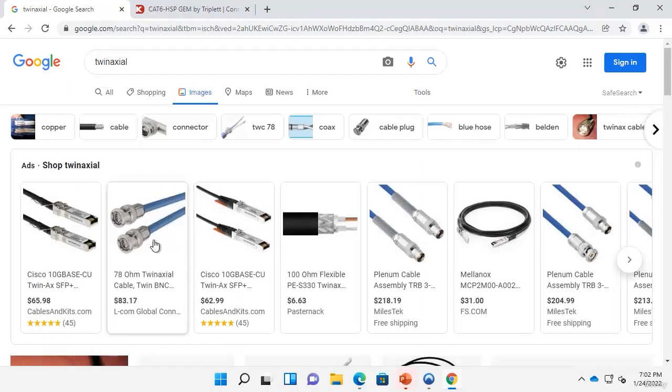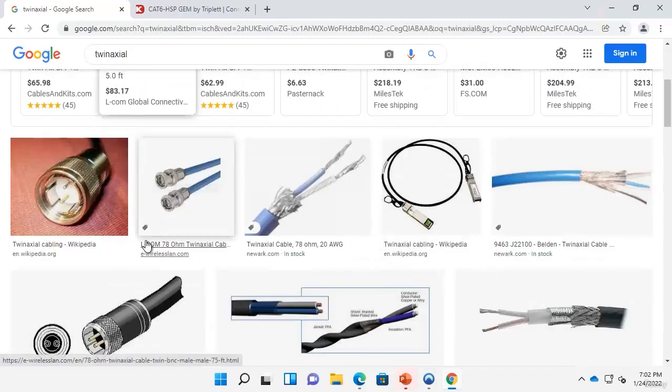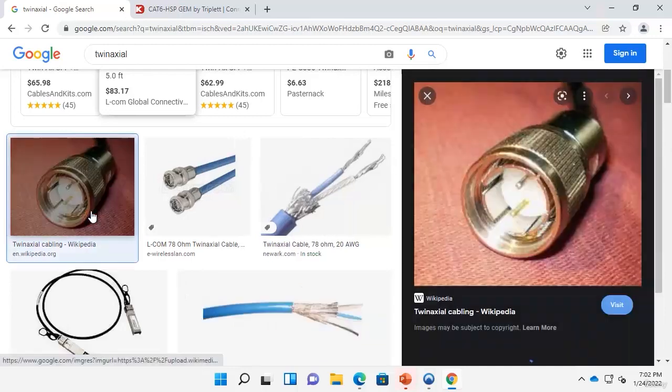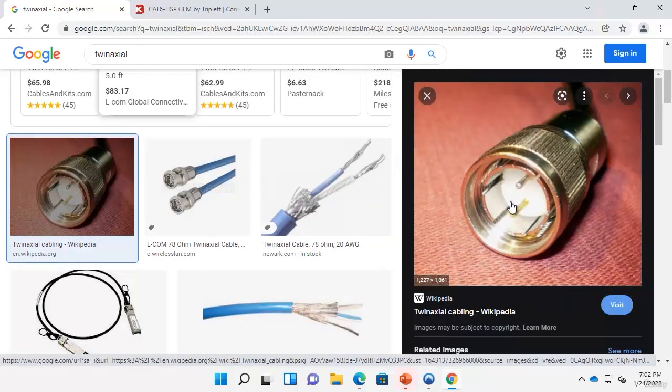Okay, here's a twin axle type of connector. Again, more modern cabling is going to do that. That's a really good look because you've just got multiple cores. That's why it's called a twin axle connector.